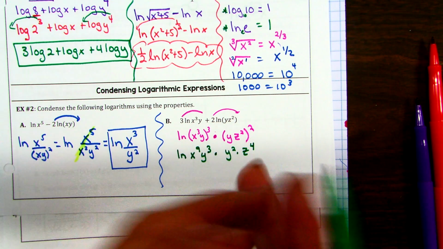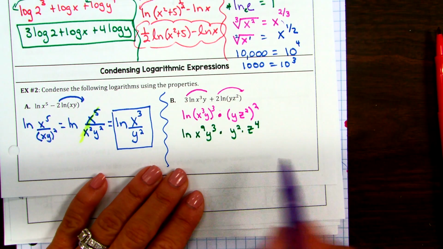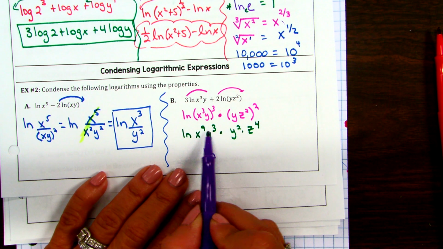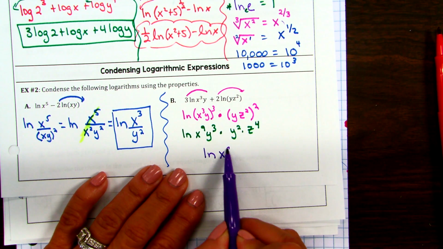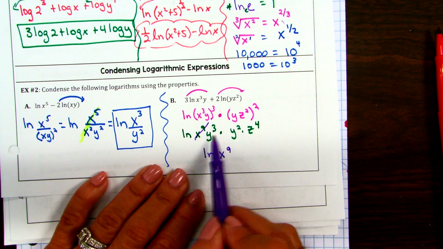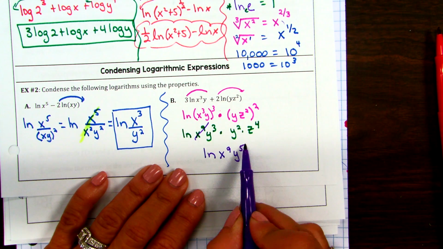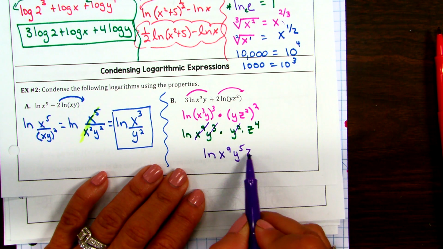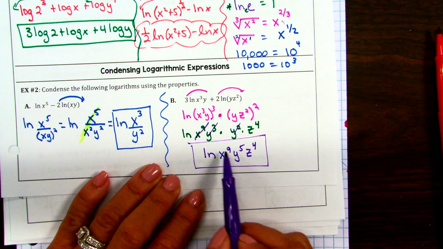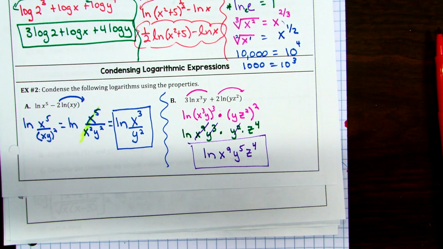And now let's just make it into one happy log. Let's go alphabetical order. X to the 9th has no other friends here, so it's just x to the 9th. Y to the 3rd times y to the 2nd, we would add those exponents. And then z to the 4th. And again, you can leave it just like that. You could put parentheses around all that stuff. Either way, it's the same answer. Both accepted and fine.